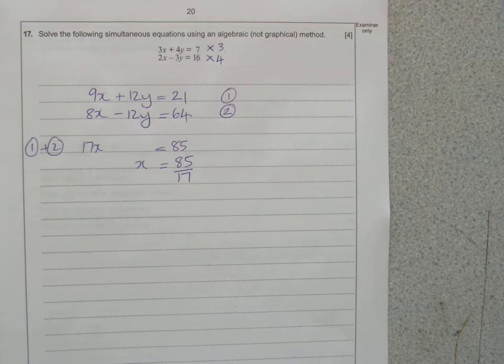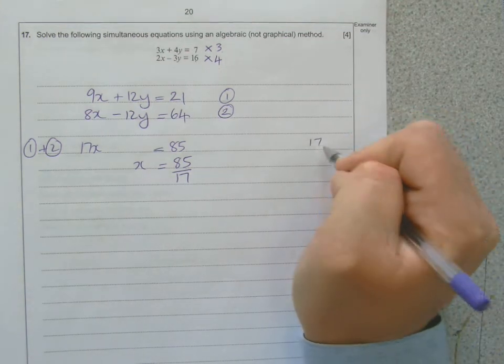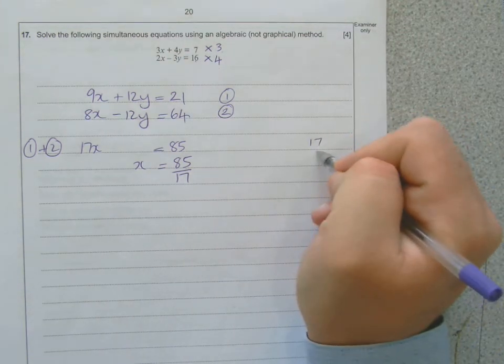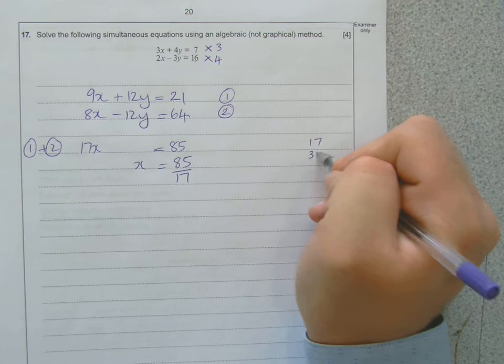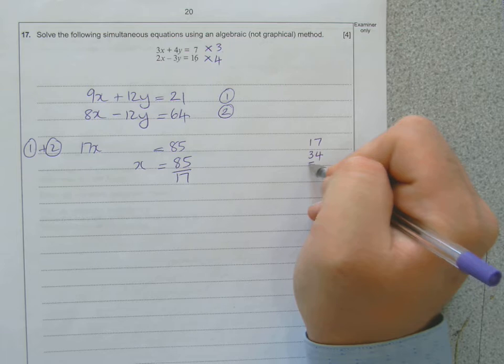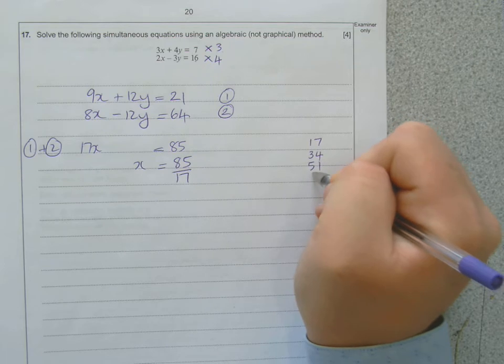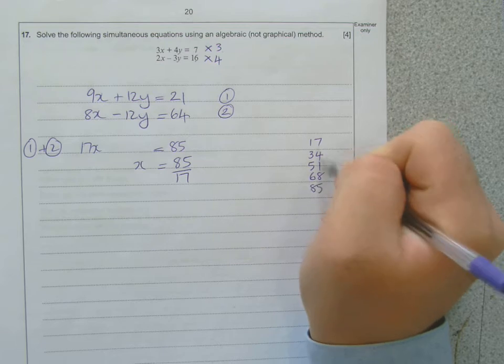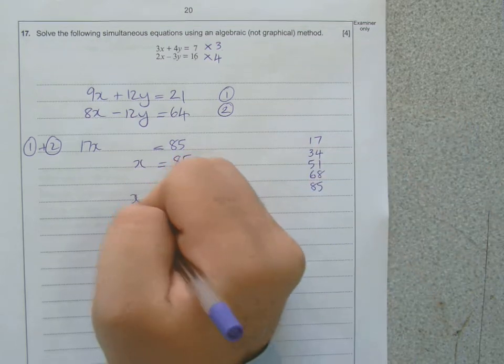Now you don't know that, right? You don't know how many times it goes into 85, but maybe you can work it out at the side here. 17, add another 17, okay? You get to 34. I'm doing this quickly, but you know, you can take your time on this. Add another 17, you get to 51. Add another 17, 68. Add another 17, you get to 85. So it's 5 times. X is 5.